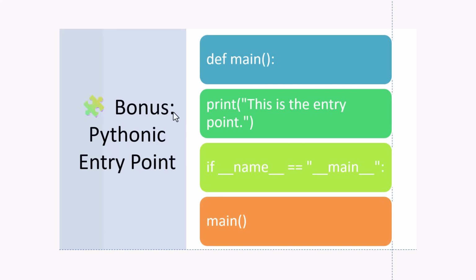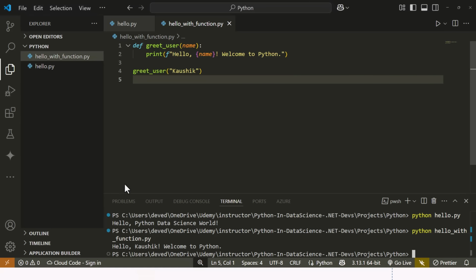Now the Pythonic entry point. What is the entry point in Python? def main, print, this is the entry point, and if double underscore name double underscore equals double underscore main double underscore, then calling the main. Now let's understand this. What is happening over here? In order to understand what I have written in this slide, it will make sense only when I code it, when I show you live on Visual Studio Code.